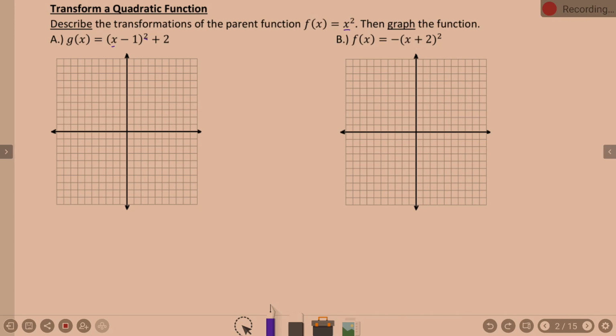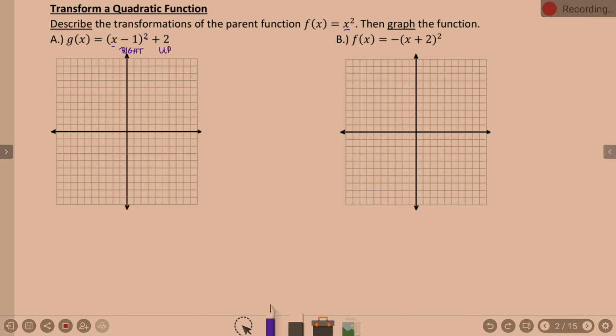What's the minus 1 tell me to go? To the right. So minus 1 is going to tell me to translate right 1 unit. I'm going to write it down in words here in a moment. What's the plus 2 tell me to do? It's up or down when it's outside the parentheses. Since it's a positive, we're going to go up.